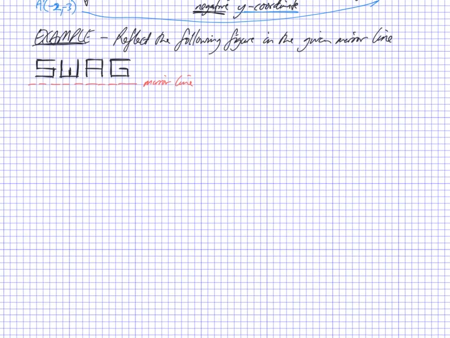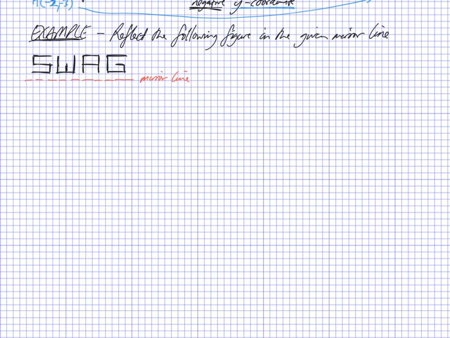Let's do a quick example here. Reflect the following figure in the given mirror line. So we're not doing a Cartesian plane one, we're just reflecting the following figure in the given mirror line. So what do I need to do? I need to be the same distance but on the opposite side of the mirror line.